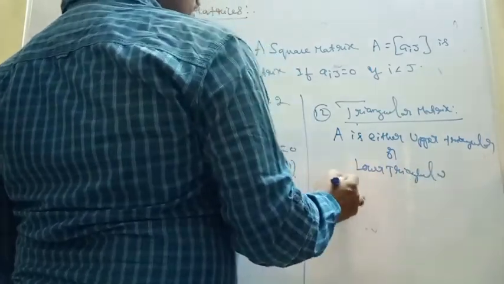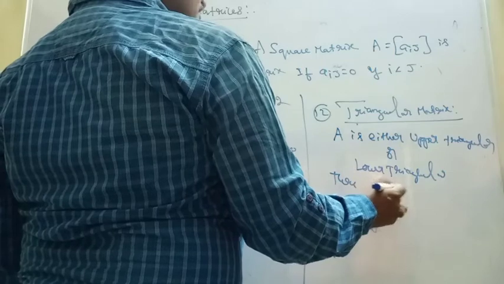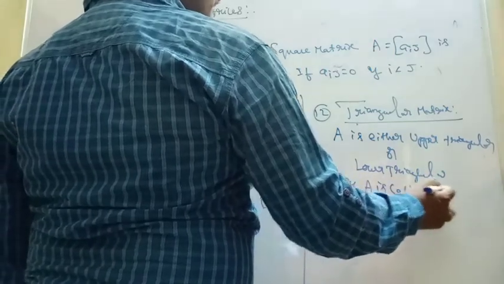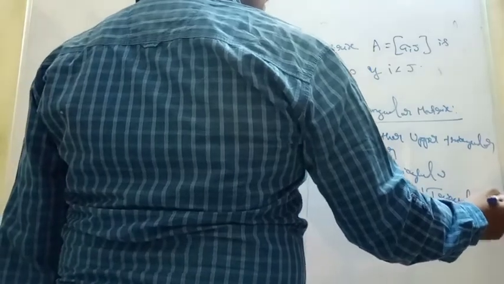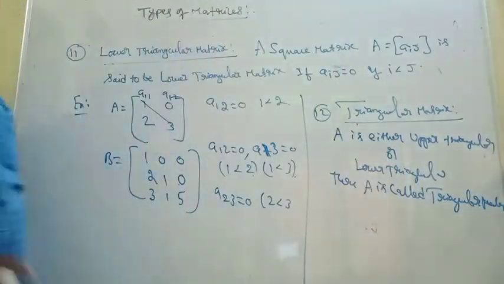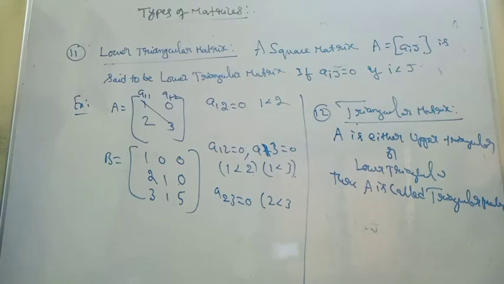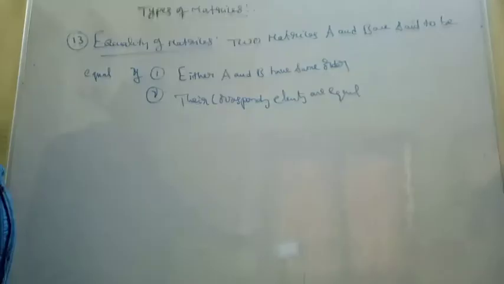Then A is called a triangular matrix. This is called a triangular matrix, like this, right? Either it should be upper triangular or lower triangular. Then such a matrix you call a triangular matrix. My dear students, in this way you will be defining upper triangular, lower triangular, and triangular matrix.